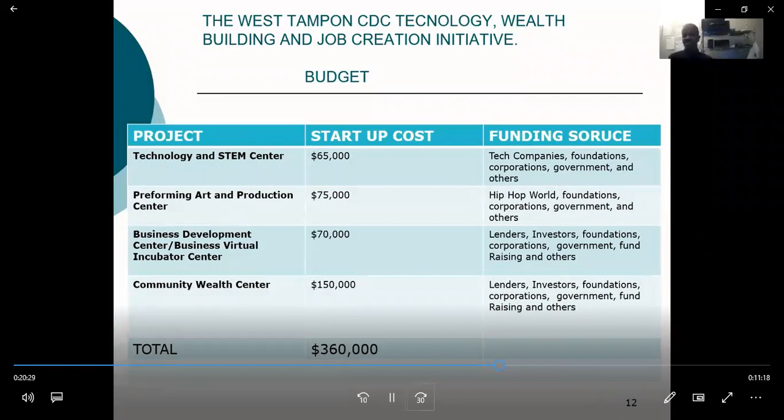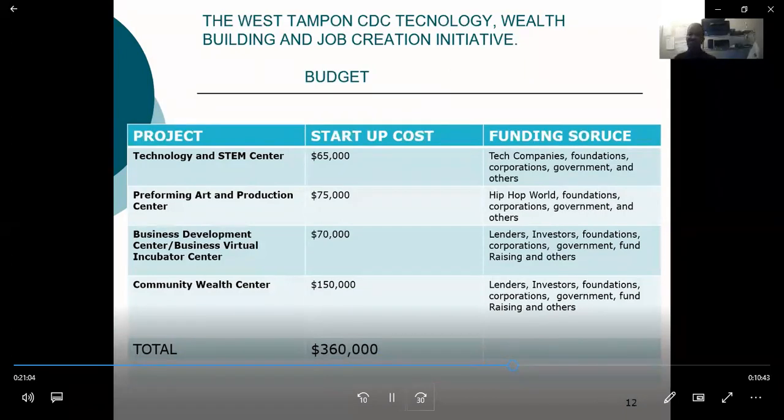The first is the Technology and Tech Center. We're looking at startup costs, and again, all these are startup costs of $65,000. Our funding sources for this are tech companies, foundations, corporations, the government, and other fundings. We know tech companies are out there, and I think that we can attract them to this project because it's right in the city, and it's their way of giving back in terms of building wealth in the community.